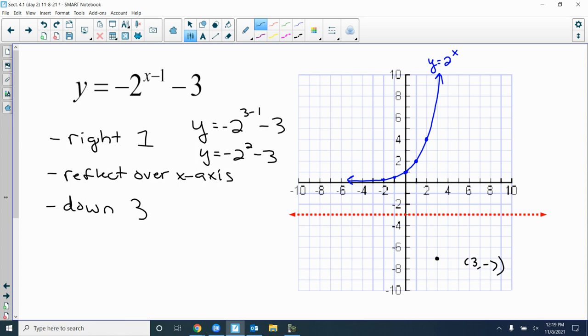What next point? (1, 2). Move right 1, reflect down to -2. I'm going to go down 1, 2, 3. And then I got (0, 1), go right 1, reflect over to -1, go down 3. And then I go right 1 with -1 1/2, reflect over to -1/2. And then I'll end up going to -3 1/2. And then the same thing here, -3 1/4. That will be my ceiling. Won't go above it. And then I got those 5 points.